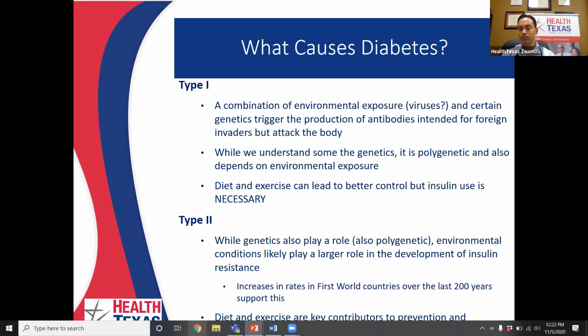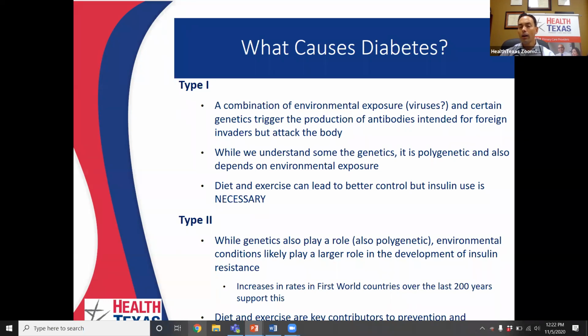diet and exercise. If we then compare that to type 2 diabetes, we see that while genetics still play a role, it's not as important or not as aggressive, if you will, as in type 1 diabetes. And there are many, many factors that play a role. And we probably see here that environment probably plays a larger role than it does in type 1 diabetes.